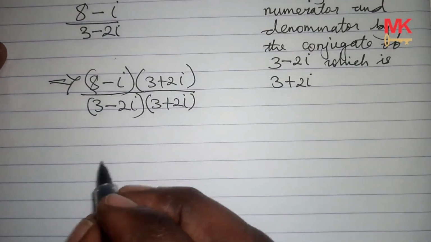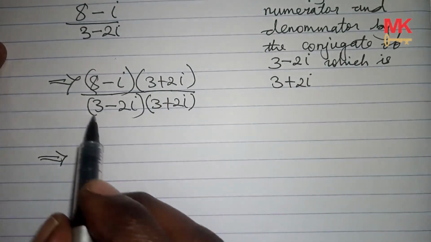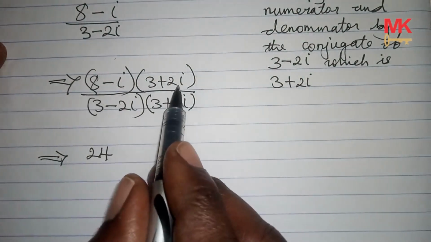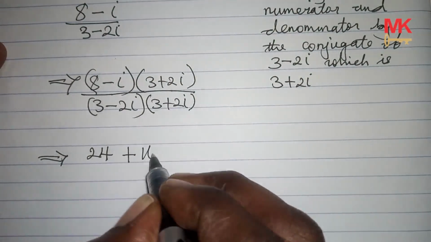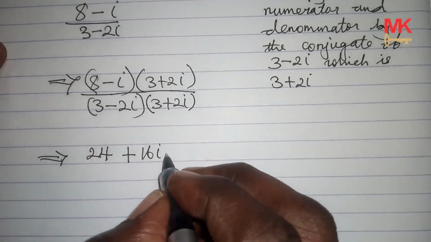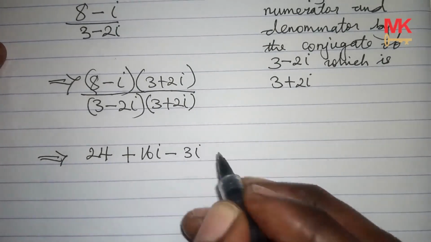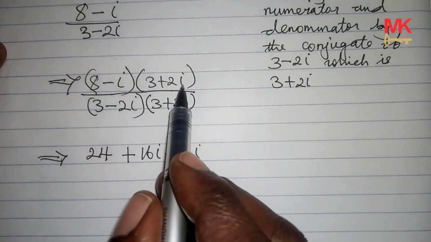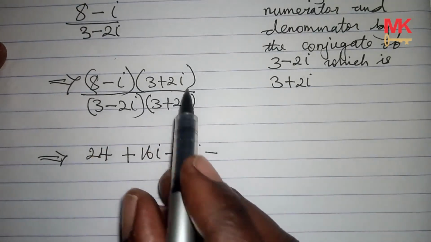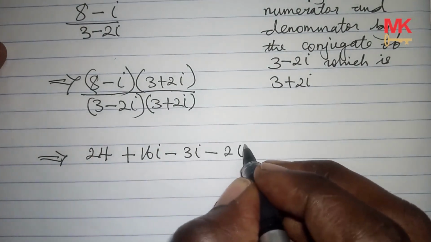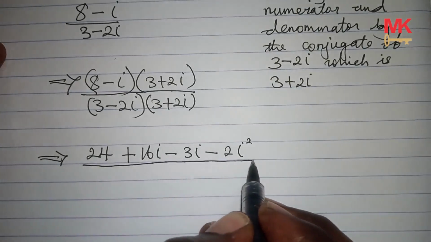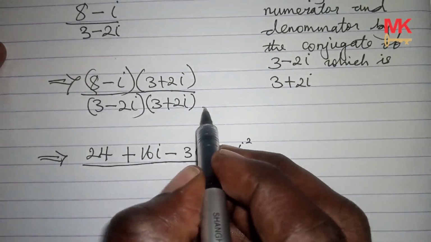Okay, so to expand that, 8 times 3 gives us 24. 8 times 2i gives us plus 16i, minus i times 3 gives us minus 3i, and minus i times 2i, minus times plus gives us minus 2i squared, for the top. Then divided by the bottom you see here.